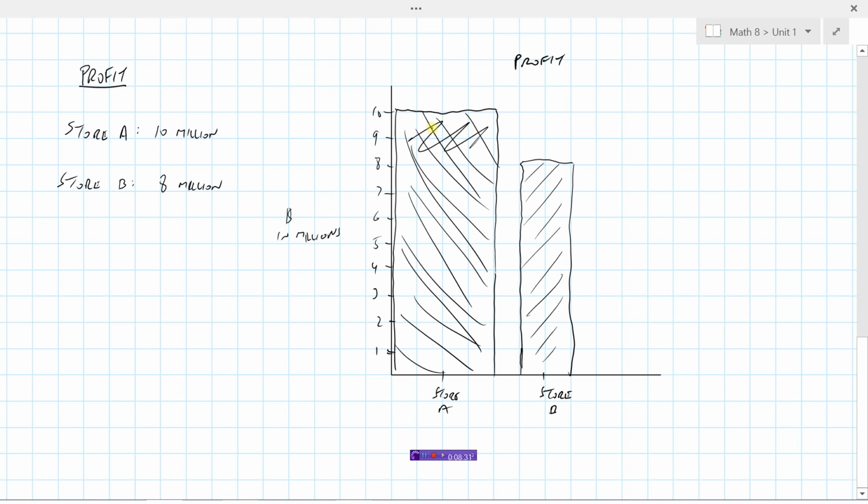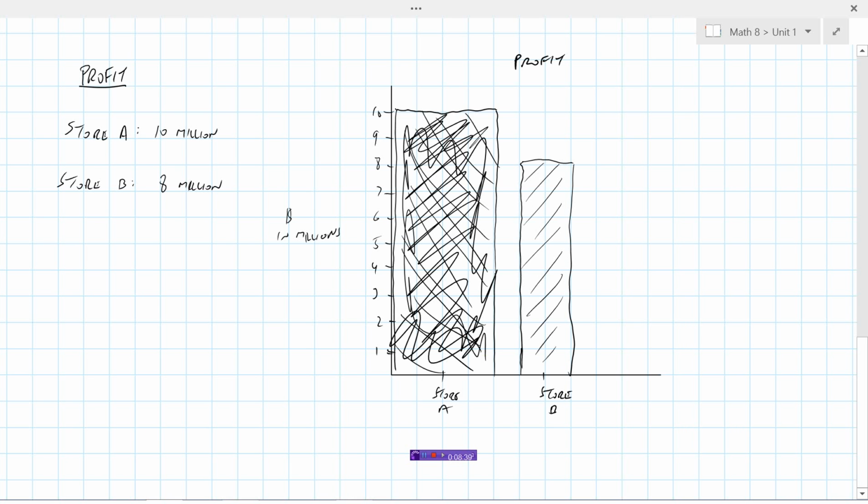I could do other things. I could shade it darker, make it stand out more. So now when you quickly look at this, you're like, wow, look at store A. It's such a big bar compared to store B. That's misleading. Store A looks like its profits are so much bigger than store B, when really there's only 2 million more in store A than store B. So one way is to make the width of the bar wider than the width of the other bar so that it appears like this is such a bigger bar.